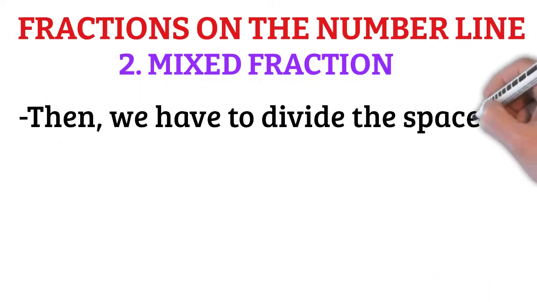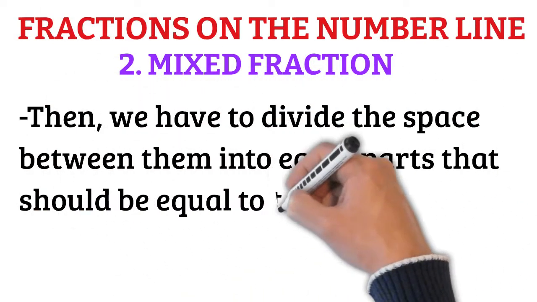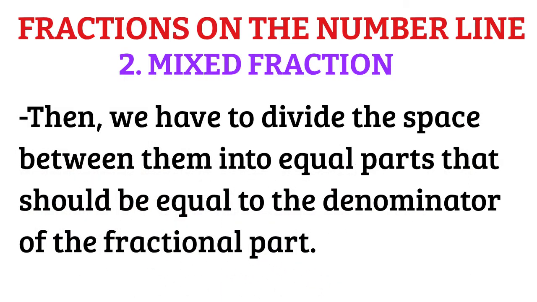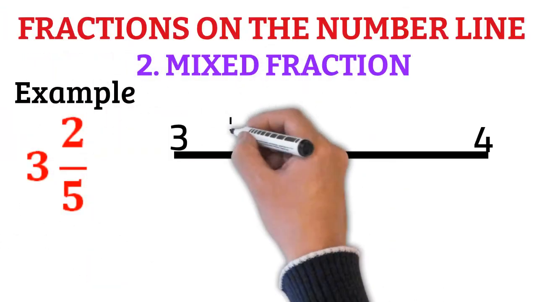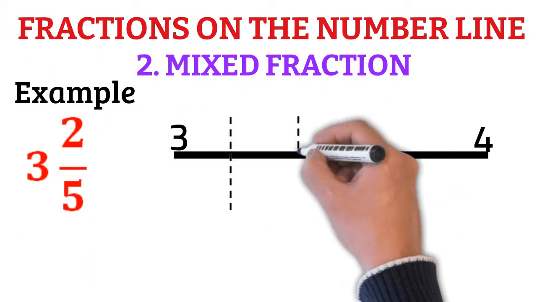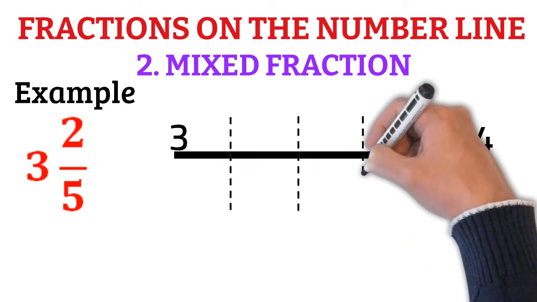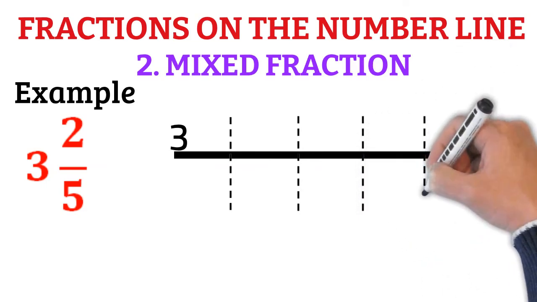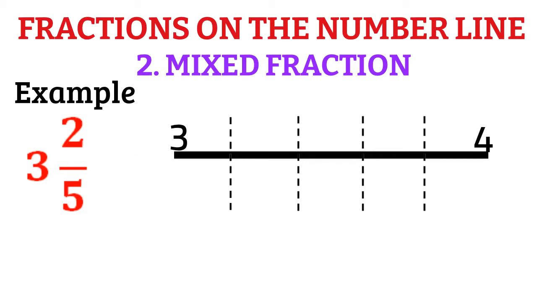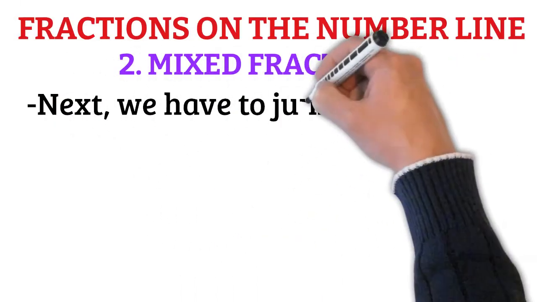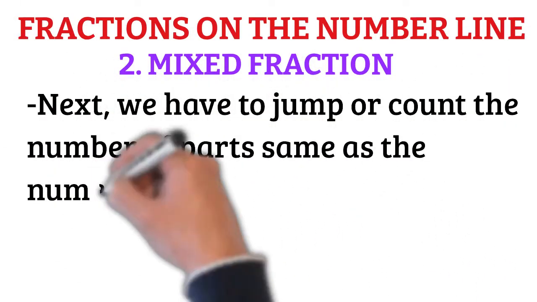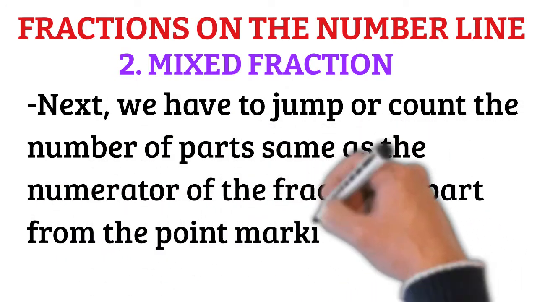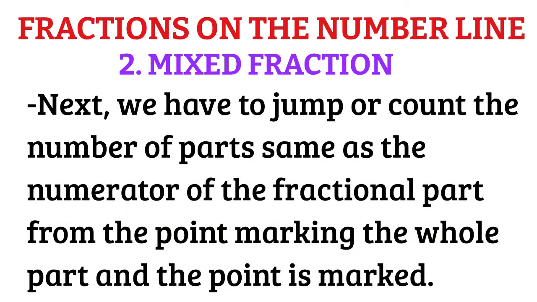Then we have to divide the space between them into equal parts that should be equal to the denominator of the fractional part. Here we will divide the length between 3 and 4 into 5 equal parts, as the denominator of the fractional part 2 by 5 is 5. Next we have to jump or count the number of parts same as the numerator of the fractional part from the point marking the whole part, and the point is marked.